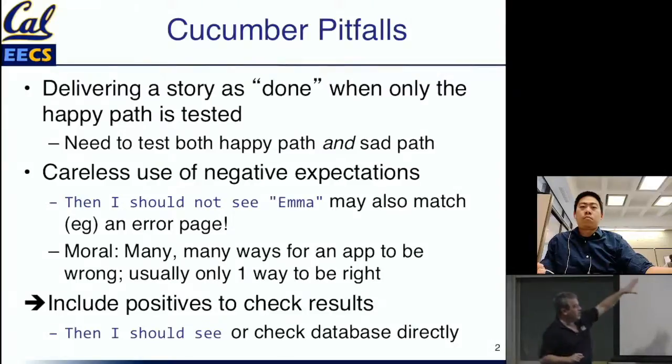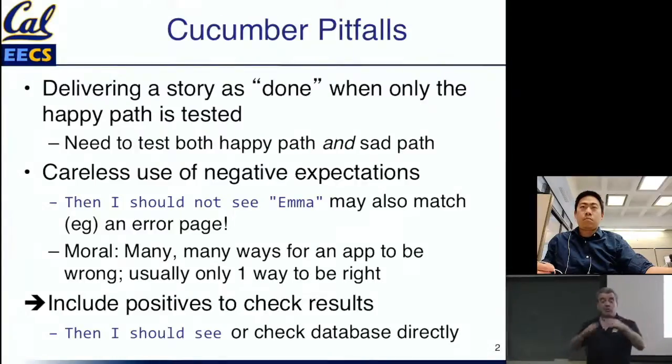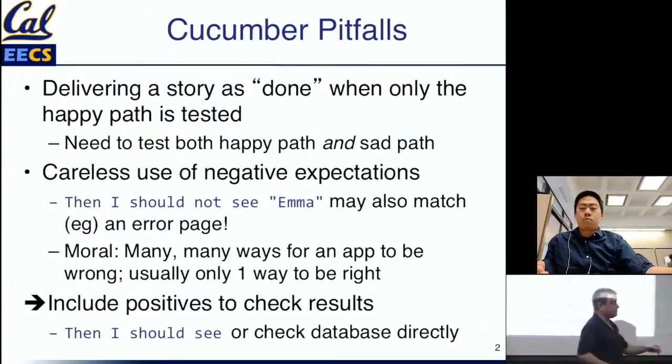So if you're doing stuff like this, make sure you're also including positive expectations or positive assertions to check the results in the database, to check whether there are other things on the page that at least will give you a signal that it's the correct page, right? Like if it's really the list of movies page, okay, maybe you should not see this movie, but there are other movies that should still be there. So including those positive expectations sets some additional confidence that your test actually is testing the thing that you think it's testing.